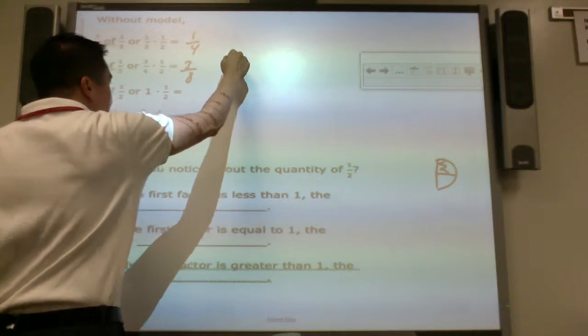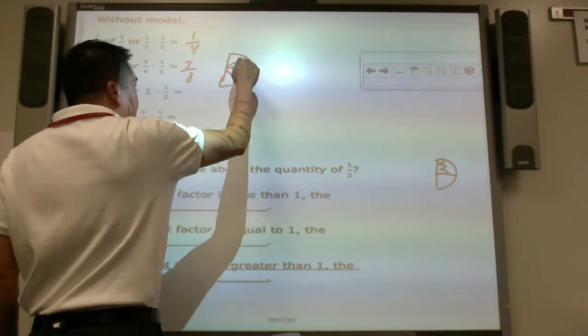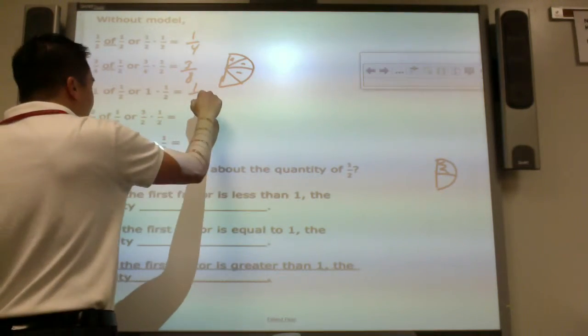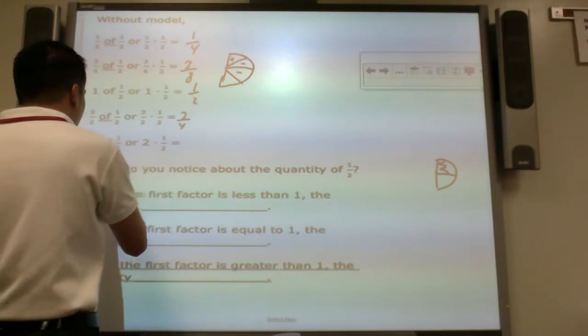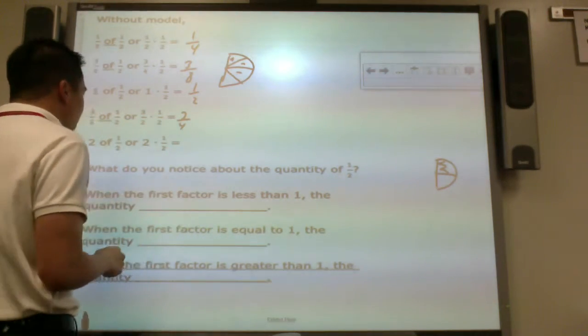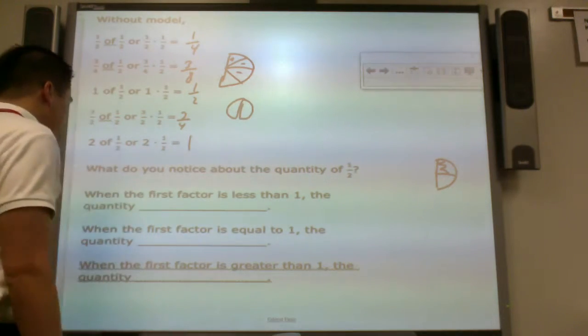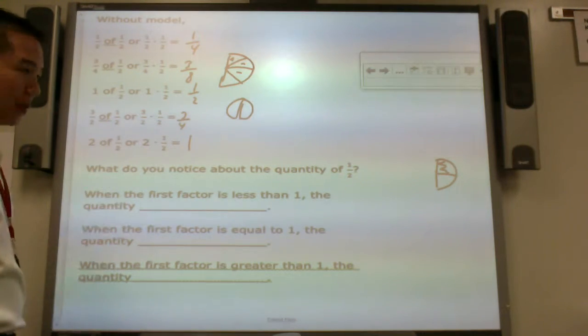Again, if you would like to see the model, here's half. We're going to split this into four parts. That's 3/8. What's 1 times 1/2? 1/2. What's 3/2 of 1/2? That's 3/4. And what's 2 groups of 1/2? That's 1/2, another group of 1/2, that'd be 1. What do you notice about the quantity? Oh yeah, we have been multiplying by 1/2.